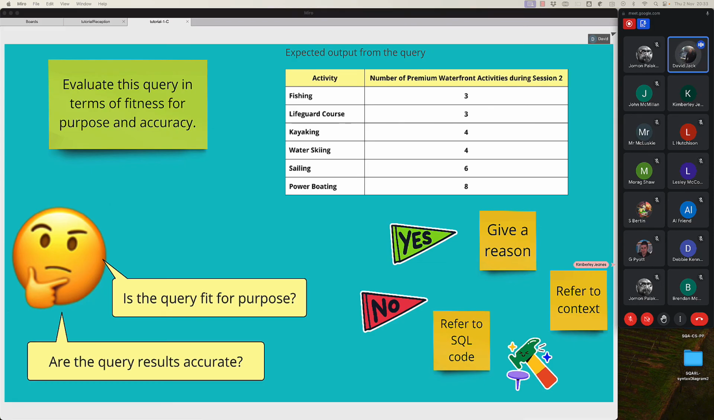So the results of this query, is it fit for purpose? Can you let us know with the reactions? If you want to do a thumbs up to indicate you think this one's fit for purpose, and a wow to indicate if you think it's not fit for purpose. So this is the query from the previous slide, yeah? Yeah.